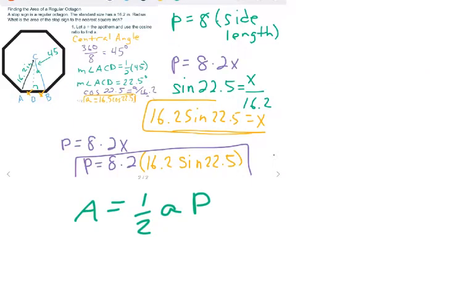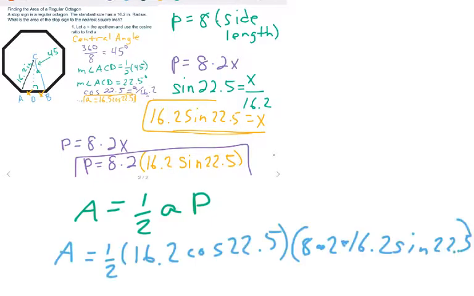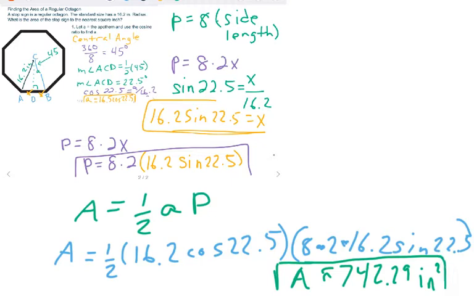Now that we have expressions for A and P, we can substitute them into the area formula. Now we have A equals 1/2 times 16.2 cosine 22.5 times 8 times 2 times 16.2 sine 22.5. By multiplying everything through, we get our final answer, which is that the area is equal to 742.29 inches squared. This concludes our example, and I hope you found it helpful.